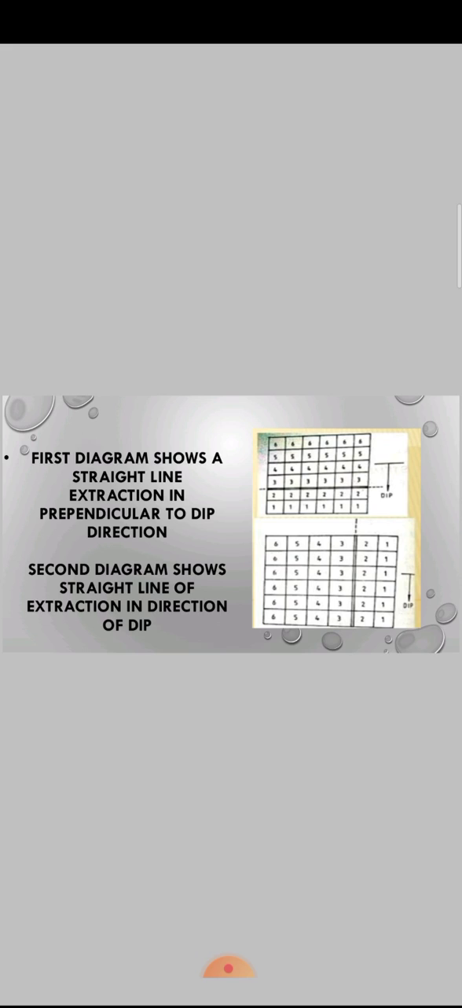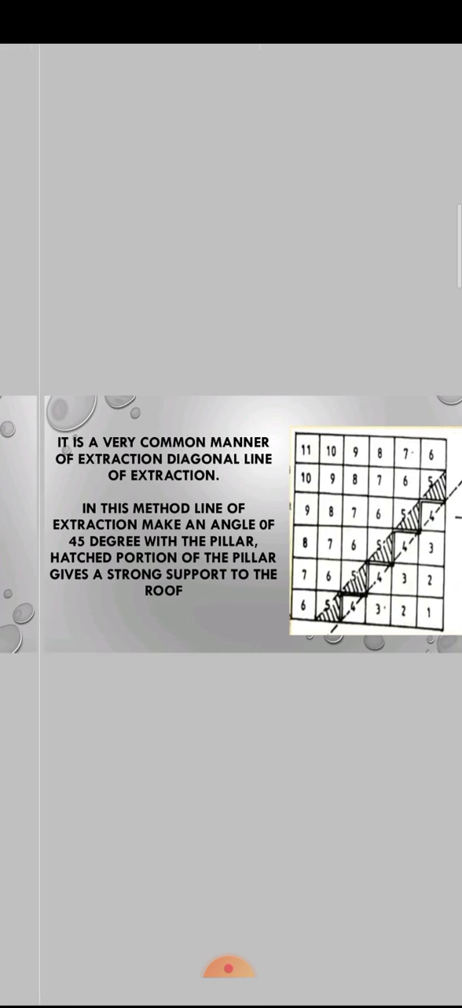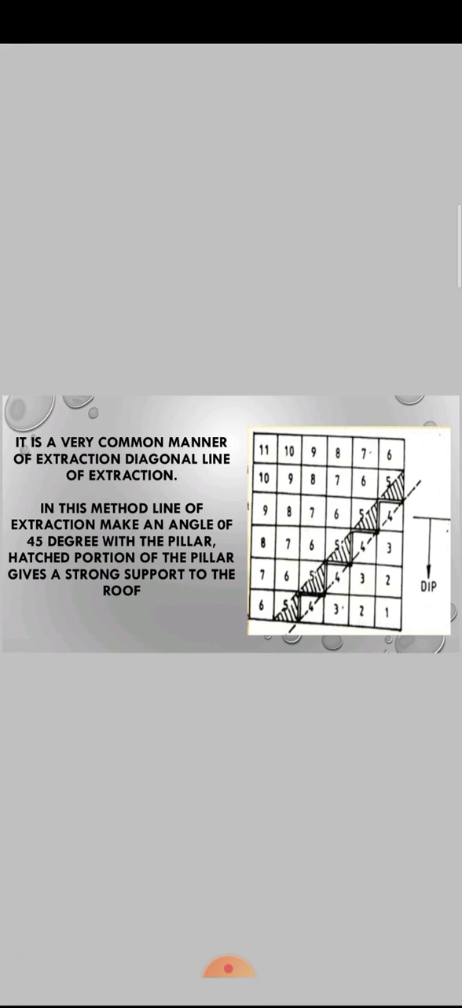The first diagram shows a straight line of extraction perpendicular to the dip direction. So we can see in the figure also. The second diagram shows a straight line of extraction in the direction of the dip. It is a very common manner of extraction, the diagonal line of extraction, as we are seeing in this figure. In this method, the line of extraction makes an angle of 45 degrees with the pillar. The hashed portion of the pillar gives a strong support to the roof.